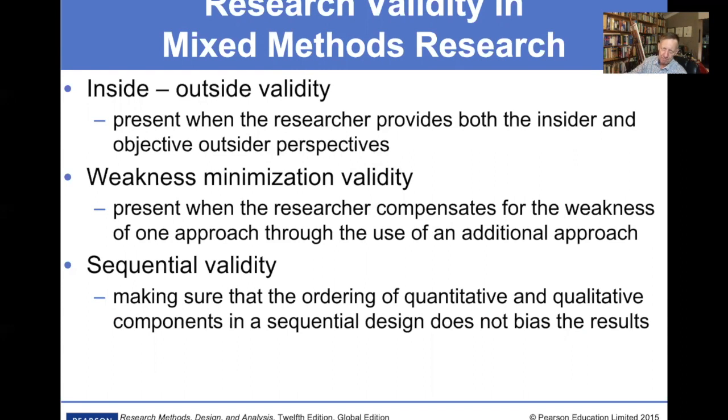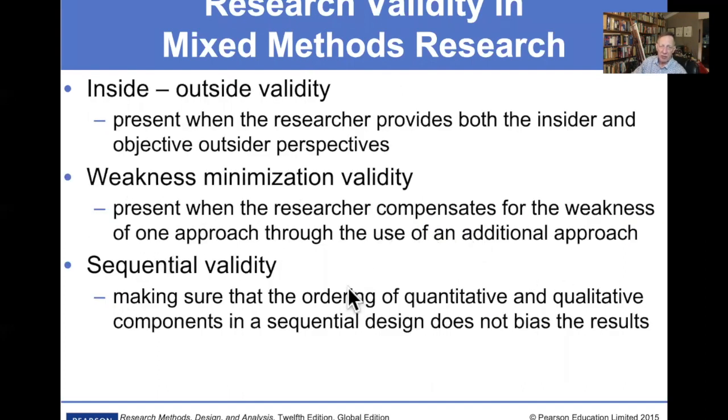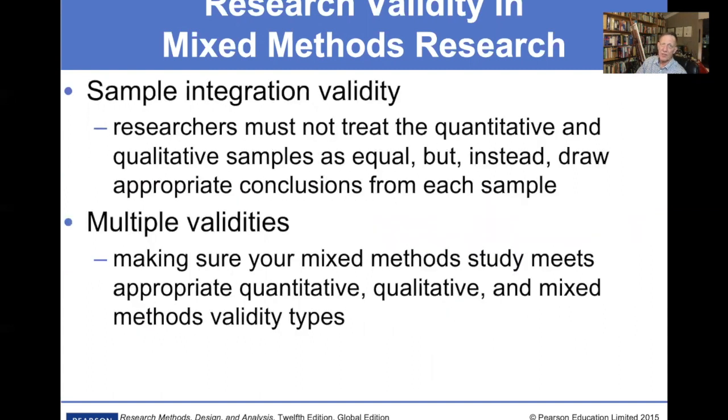Weakness minimization validity is present when the researcher compensates for the weaknesses of one approach through the use of an additional one. Sequential validity makes sure that the ordering of quantitative and qualitative components in sequential designs does not bias the results. Sample integration validity: researchers must not treat the quantitative and qualitative samples as equal. You can't, but instead draw appropriate conclusions from each.